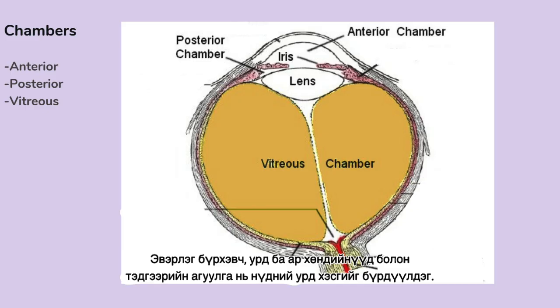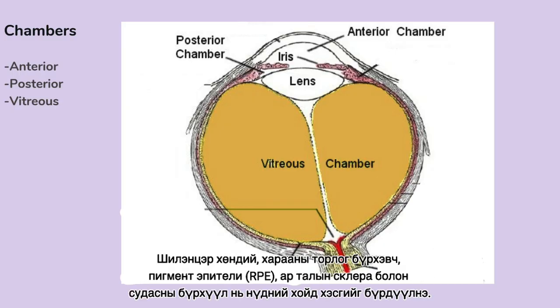The cornea, the anterior and posterior chambers and their contents constitute the anterior segment of the eye. The vitreous chamber, neural retina, RPE, and posterior sclera and uvea constitute the posterior segment.